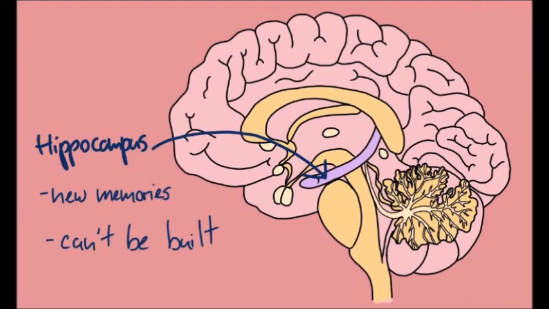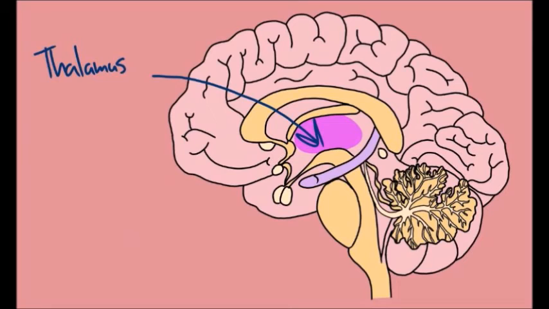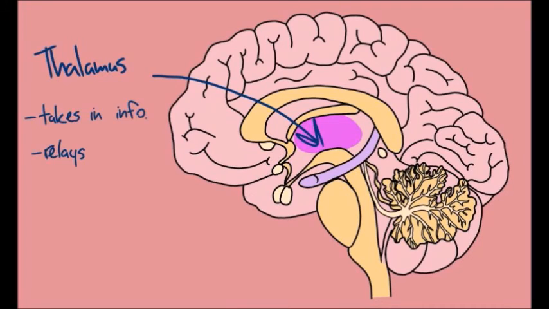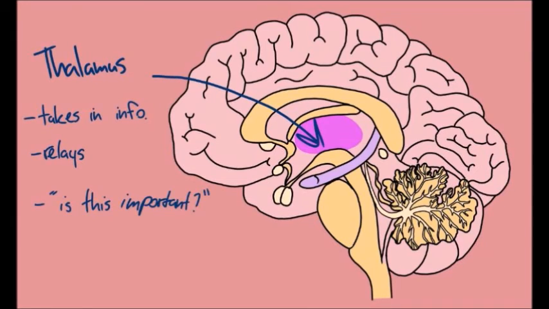A really important part is the hippocampus. Its function is to make new memories. If damaged, then short-term memory loss may occur, and new memories aren't able to be built. The last part to go over is the thalamus. It takes in information from the senses and relays it to other parts of the brain. It's kind of like, is this piece of information important? Should I remember it? The brain is a very complex organ and is needed to stay alive.